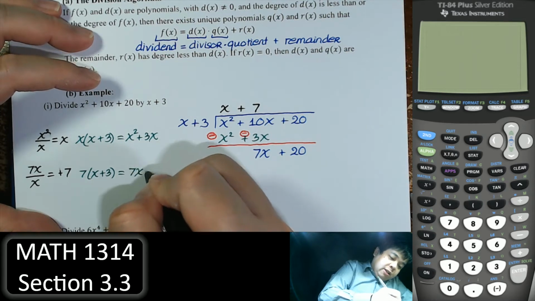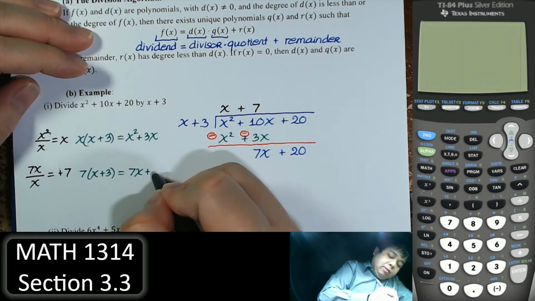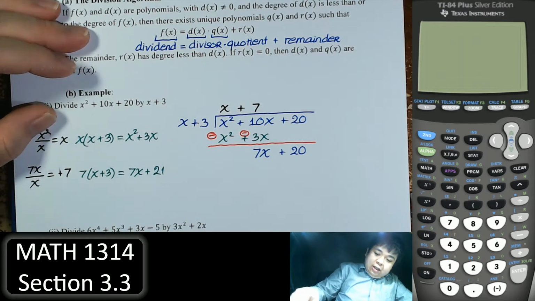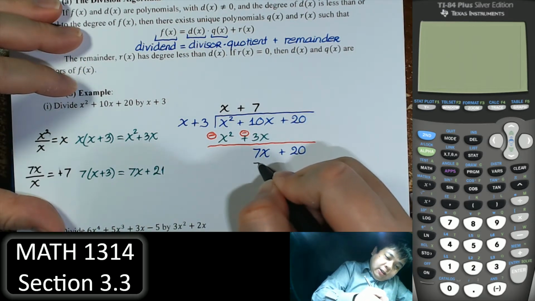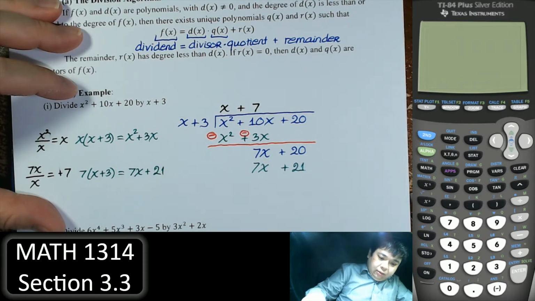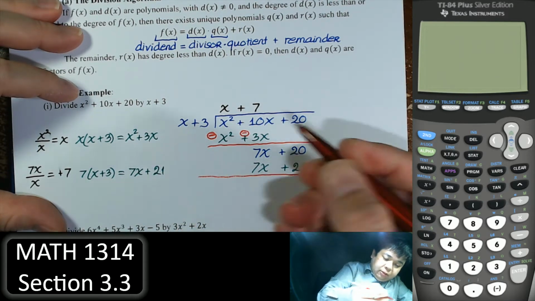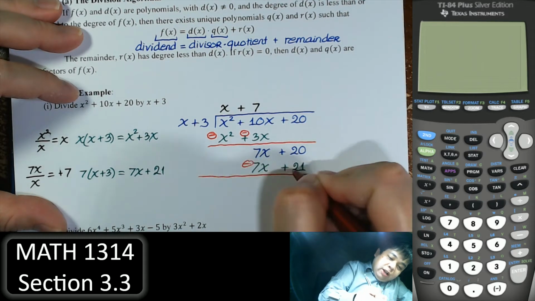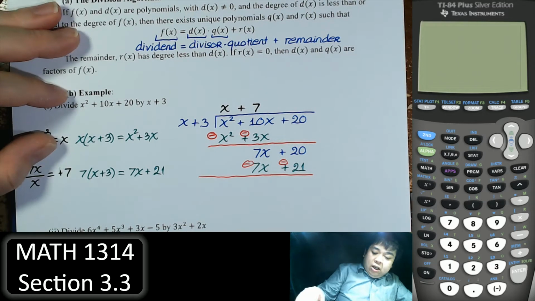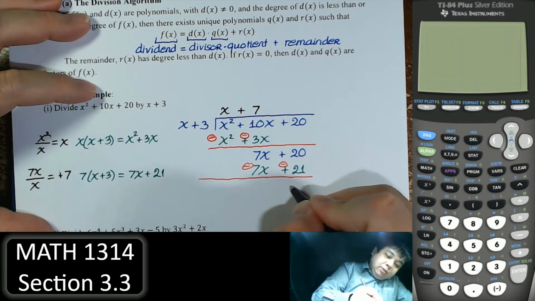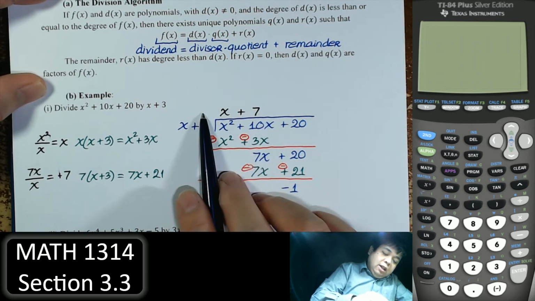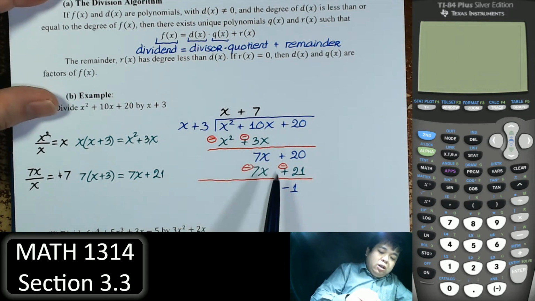7x plus 21. Positive to negative, 7x cancels out. 20 minus 21 is minus 1. So we have it, the quotient and the remainder.